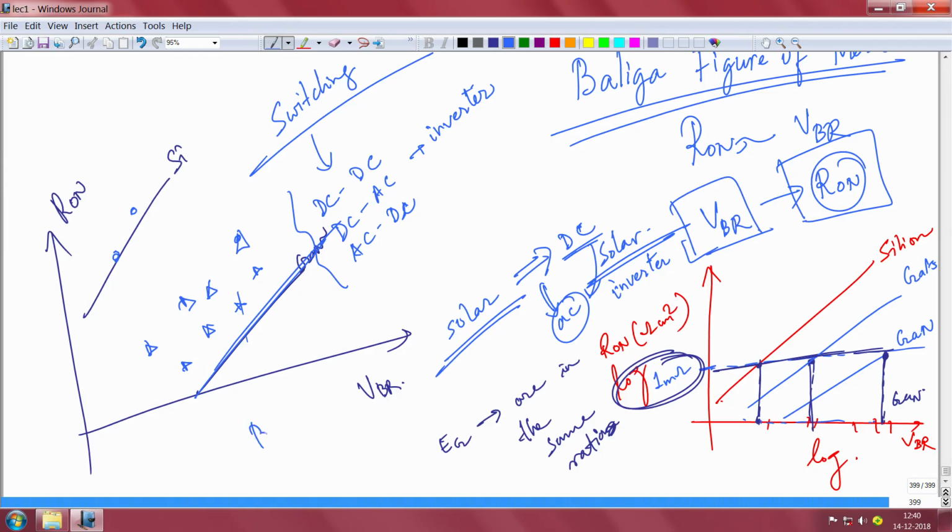This is actually a representation of the Baliga figure of merit, to indicate which materials are better for power switching applications. If your on resistance is the same, it means your power loss is the same in the on state, but you are going to get higher breakdown voltage. Okay, higher breakdown voltage. And when I talk about power devices, this can act as a switch for a DC-DC converter or solar inverter and so on.